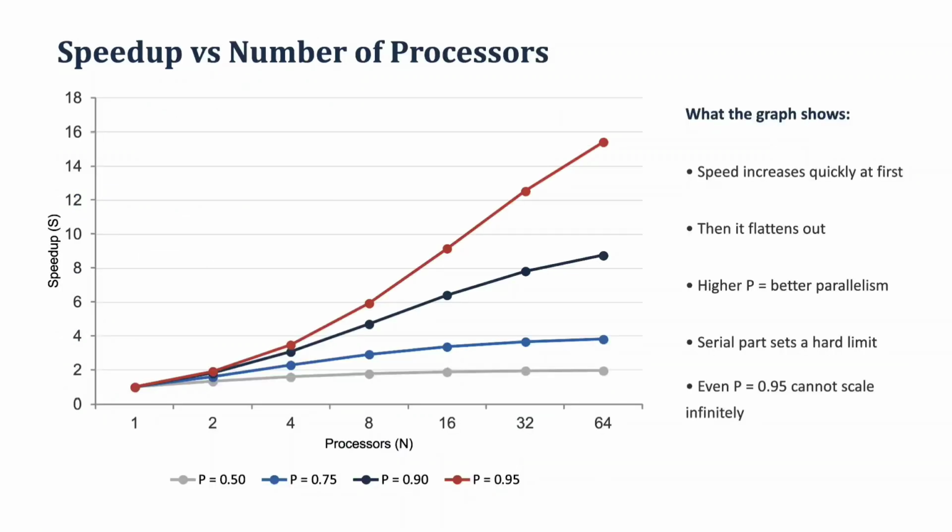Now let's look at the graph of speed up versus processors. The graph shows that the speed up increases quickly at first, then it flattens. The higher the P, the better the parallelism. The serial part sets a hard limit on that. Even P equals 0.95 cannot scale infinitely.